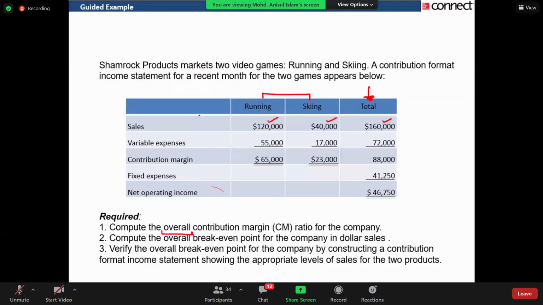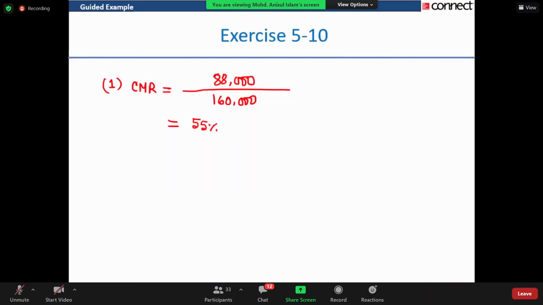Now, the second requirement: compute the overall break-even point for the company in dollar sales. For the overall break-even point, we use the formula from the previous problem for getting the break-even dollar sales. We need to find out the overall break-even sales in dollars.